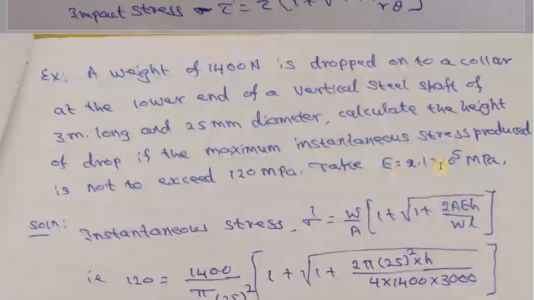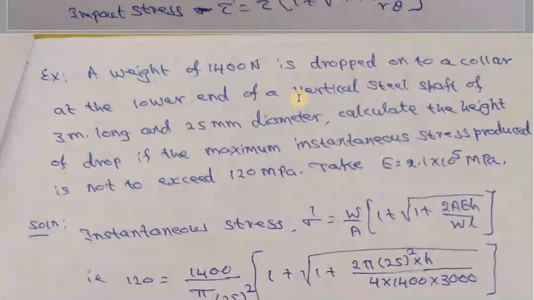These material properties are available for steel in the data handbook. If this is not given, it is the student's duty to find out the material property E for steel material and then continue the example. So every piece of data may not be given to you sometimes.